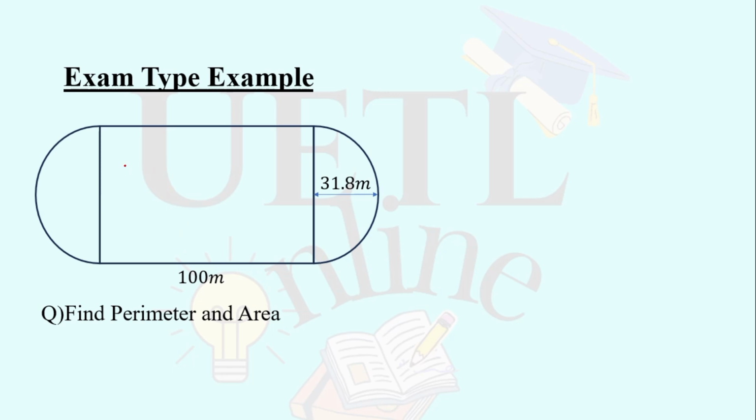In this case, you can see that this area, shape A, is a rectangle, and you can know that this shape B is just a semicircle, and this shape C is a semicircle again. So you can know that B and C are equal.